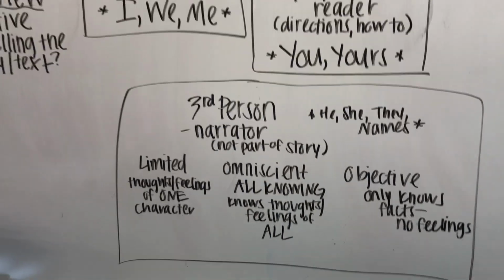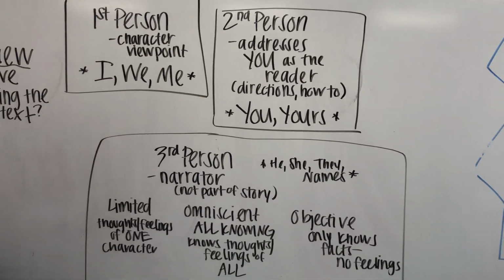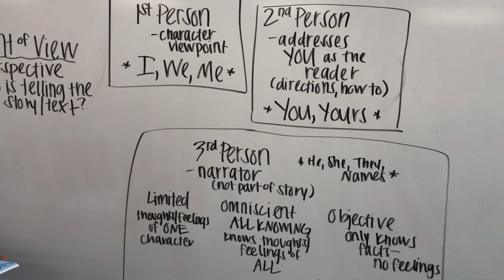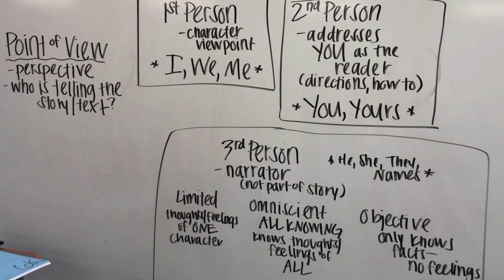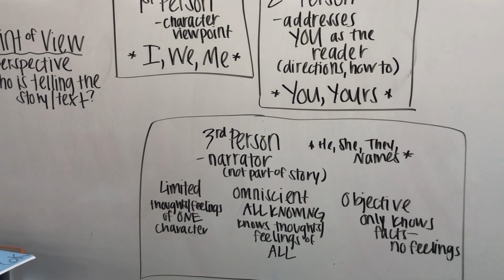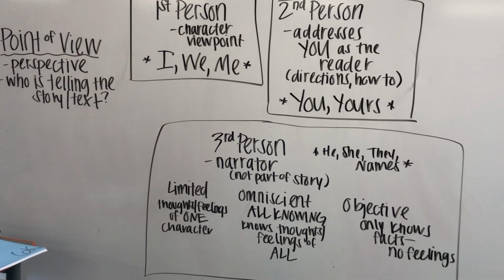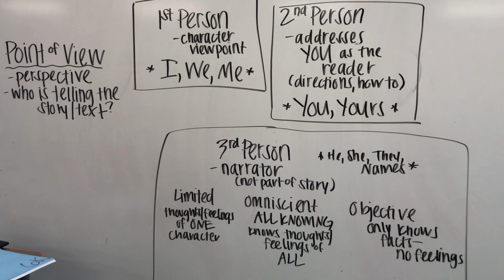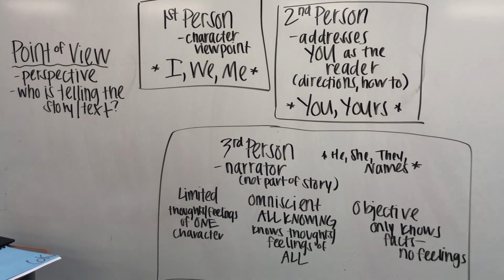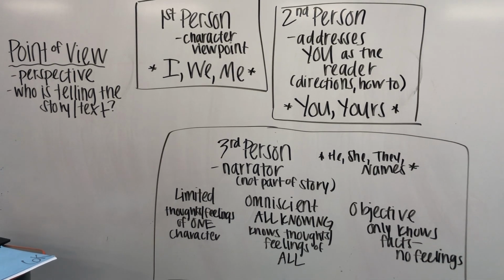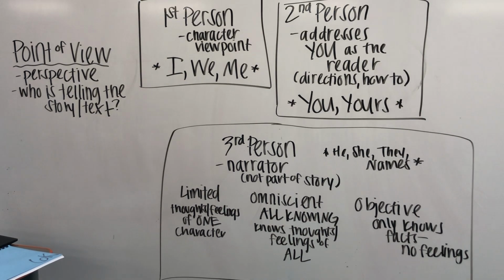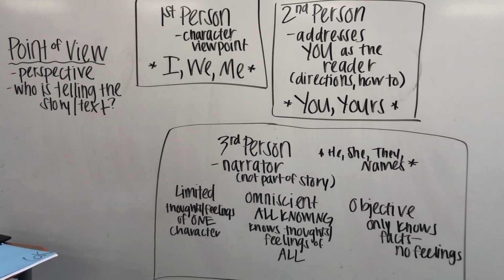So these right here are different points of view. So we have first person, second person, and third person. You guys are going to be having two different assignments. The first assignment is going to be a worksheet. On that worksheet, it's going to give you a quick little example, a little paragraph. You are going to decide if it's first person, second person, third person limited, third person omniscient, or third person objective. And then you're going to tell me a little reason why.